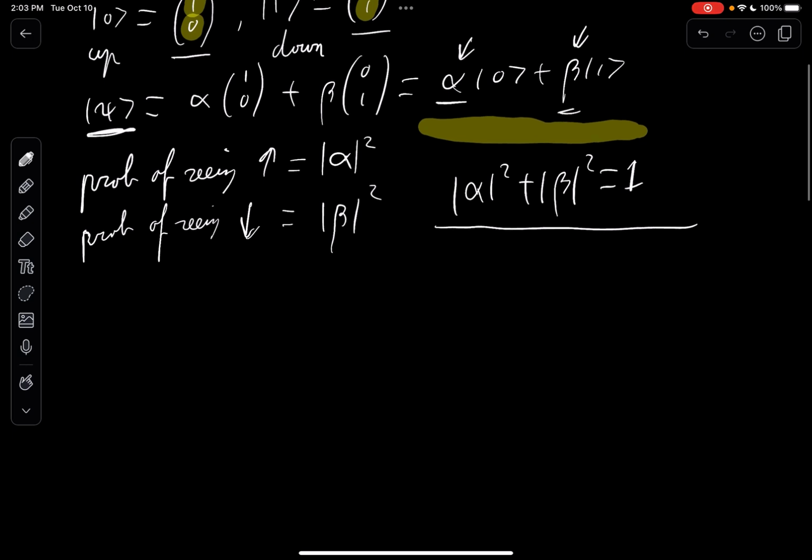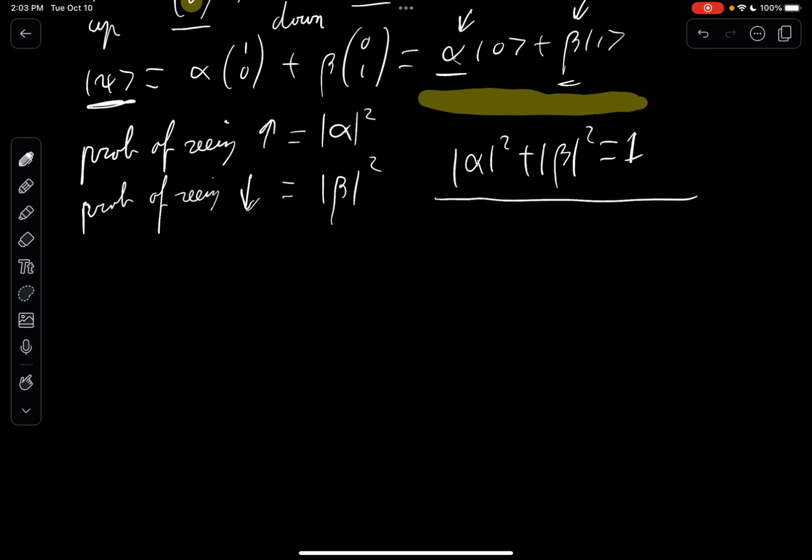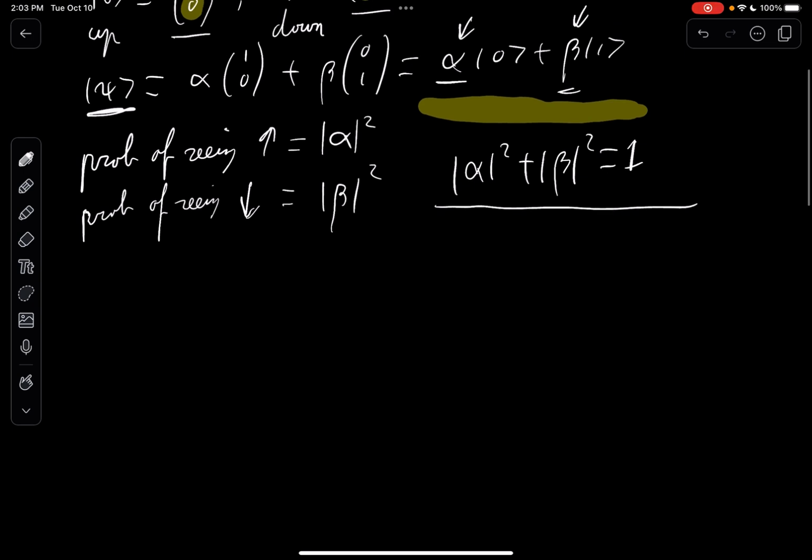Okay, so now we have expressed our state psi in terms of this nice basis, the 0, 1 basis. And these coefficients have a nice interpretation. It turns out there's also another way of calculating or extracting these coefficients that will turn out to be more useful.